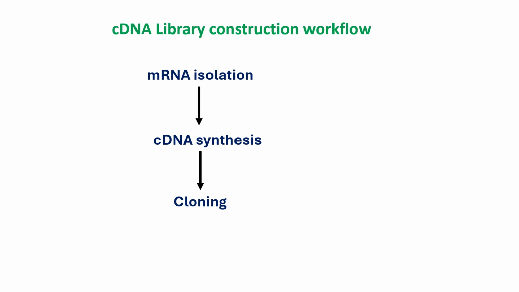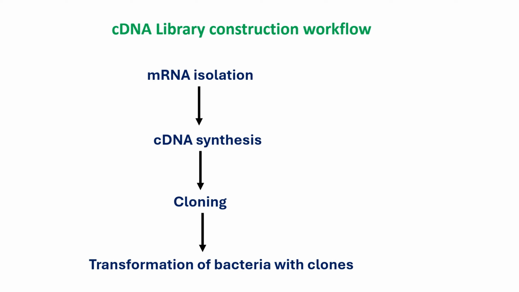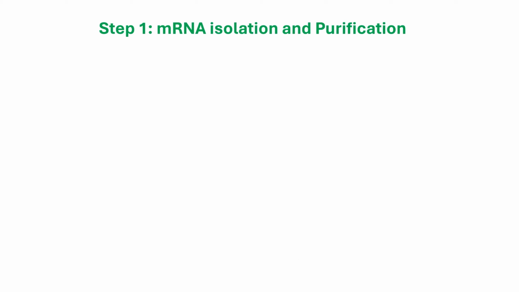That is, we will ligate our isolated cDNA with an appropriate vector to obtain a clone, and then we will transform bacteria with the clones that we have generated. So I'm going to pick each of the steps one after the other and then talk about it in detail. Now, let me start with the first step, that is mRNA isolation and then purification.